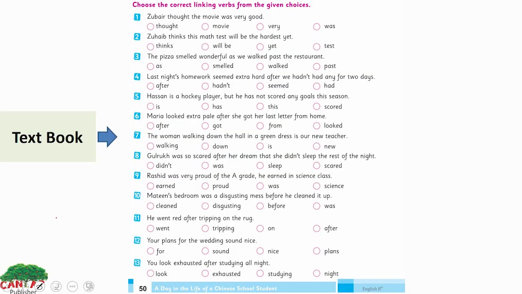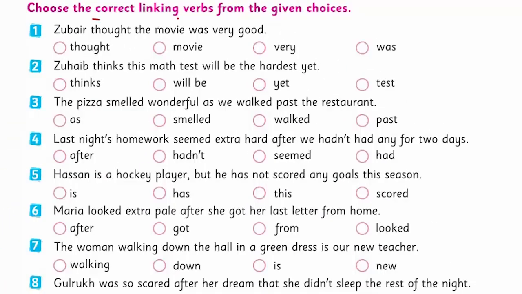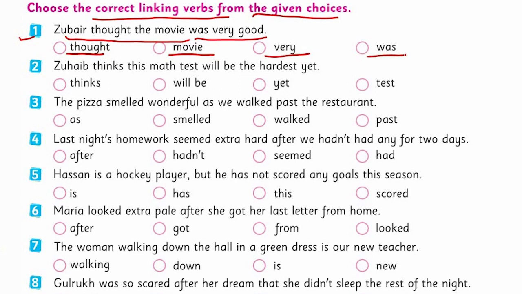Page number 50 of your textbook. Choose the correct linking verb from the given choices. So, the first one: Zubair thought the movie was very good. Can you tell me which one is the linking verb here? Thought, movie, very, or was? Yes, we have discussed it. It's very obvious that was is a linking verb here.